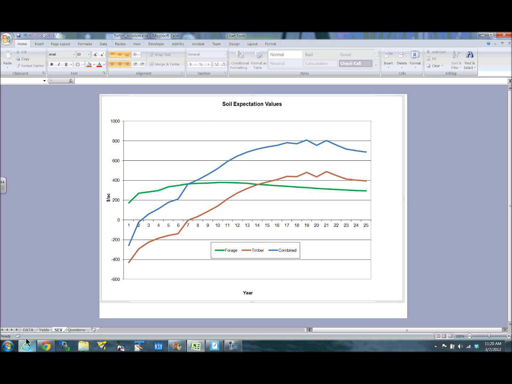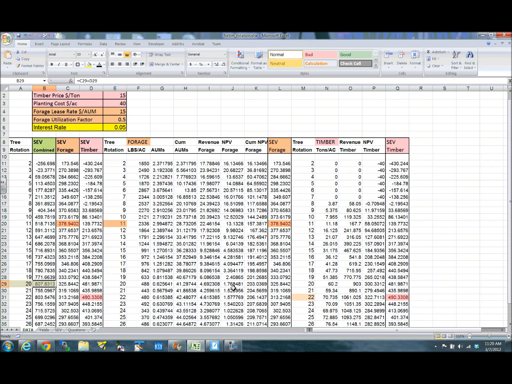So let's go back to the data curve and look at the sensitivity of this. One thing that we should expect is that the timber SEV, or the optimal rotation for timber, is going to be more sensitive to the interest rate than forage. Forage is a continuous benefit through time. It's an annual crop. You get benefits up front, spread through time. Timber has all the benefits loaded toward the end of the timeline, which makes the benefits sensitive to interest rates.